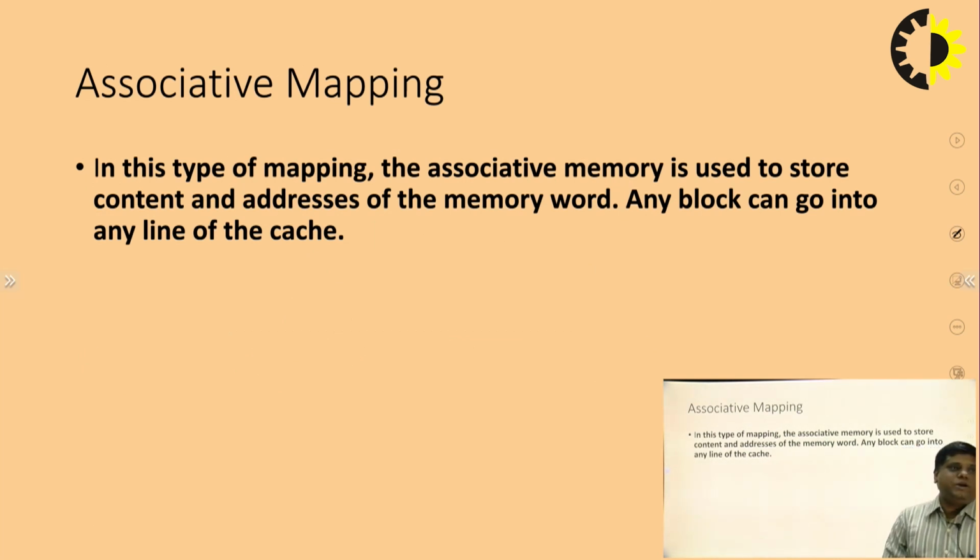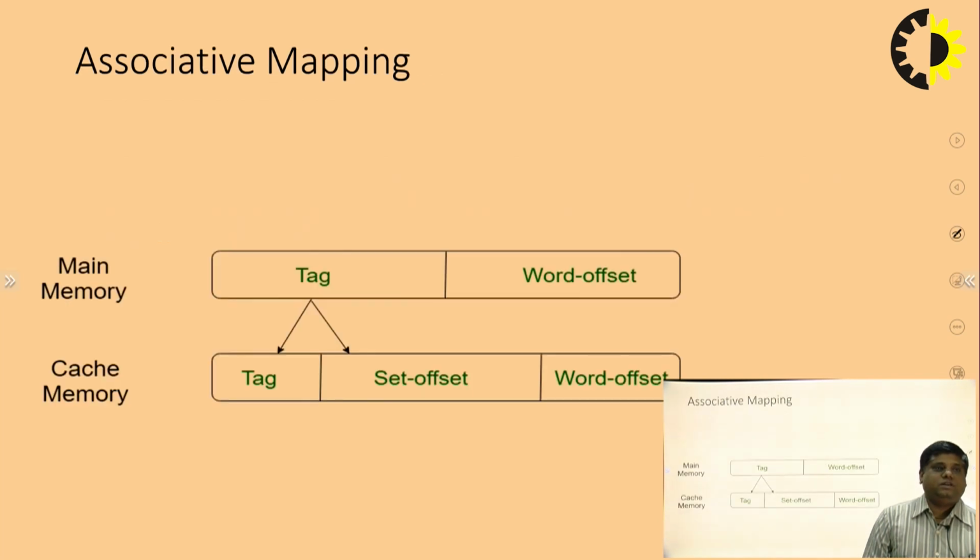In associative mapping, every block of the main memory can be placed into the cache memory anywhere. This is known as associative mapping. Now, this is the block diagram of the cache memory in associative mapping. Similarly, the address is divided into two parts, tag offset and set offset, and the word offset is equal in the main memory and cache memory. Set associative mapping is the combination of direct mapping and associative mapping.